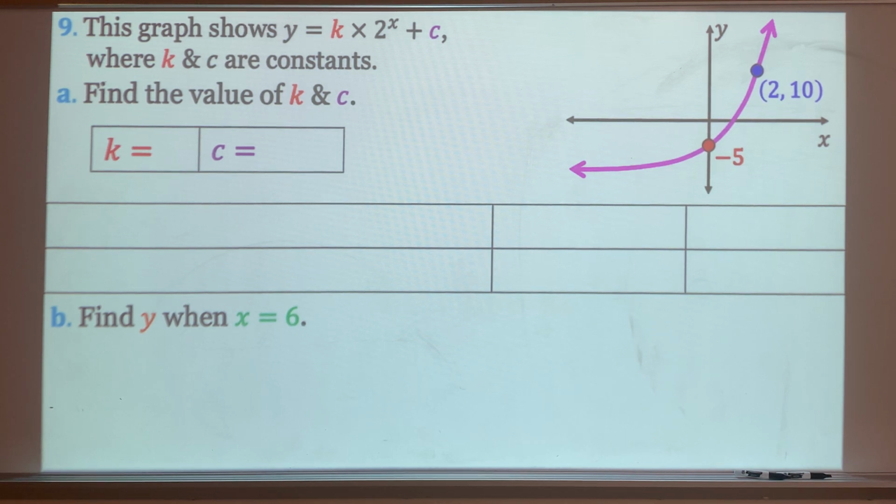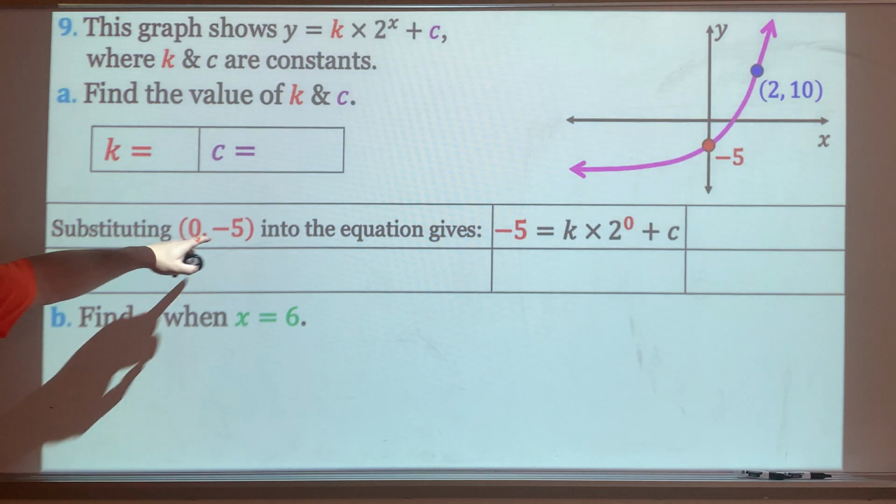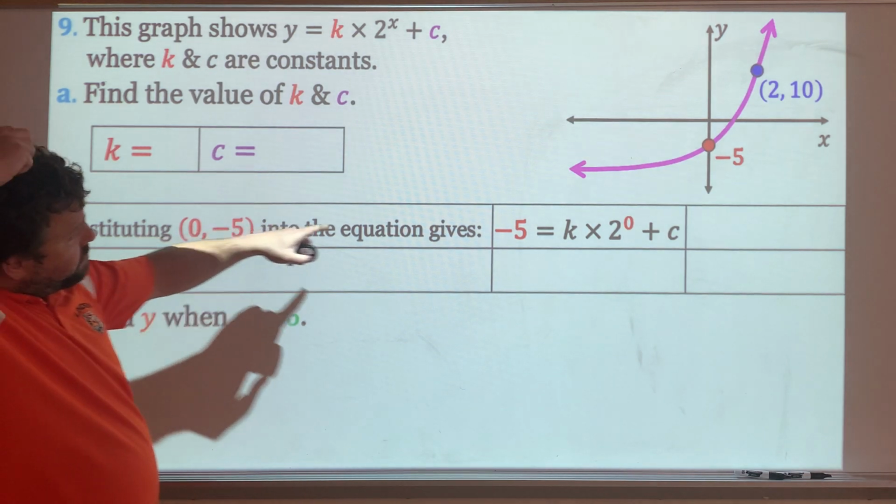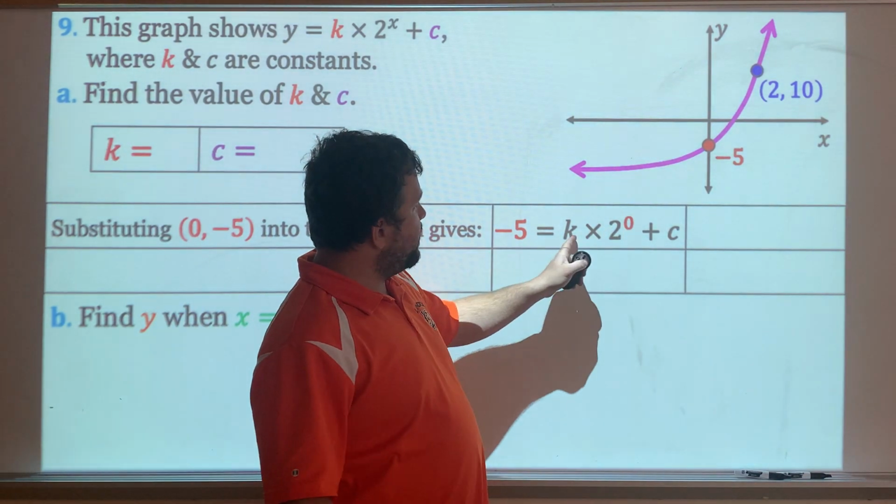So first thing, you created your two equations. After creating your equations, what you should have is (0, -5) as the first point you plug in, because that's your y-intercept. And then after you plug that in, you should be able to solve. -5 equals k times 2 to the 0 plus c. 2 to the 0 is 1. -5 equals k plus c.